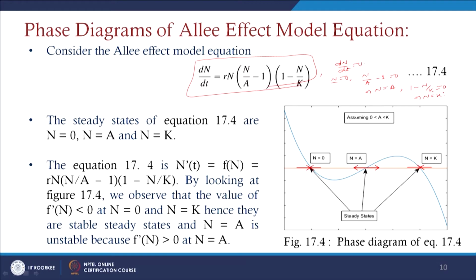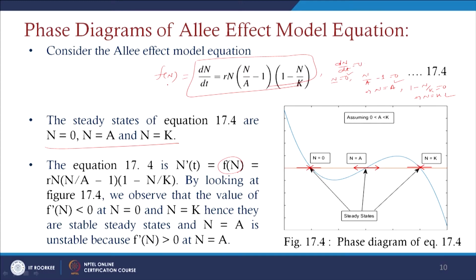So we get three different points for the steady states: N = 0, N = A, and N = K. And from this equation we can write N'(t) as f(N).